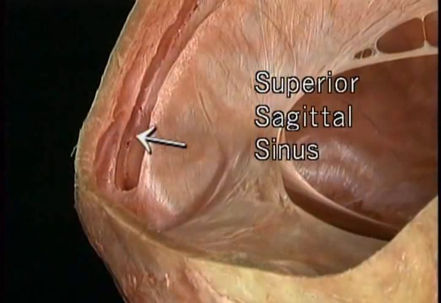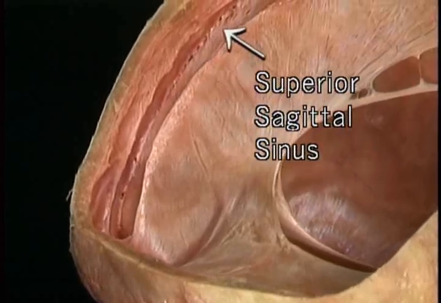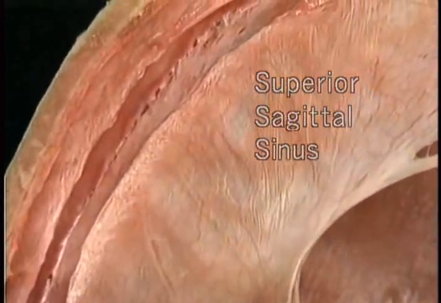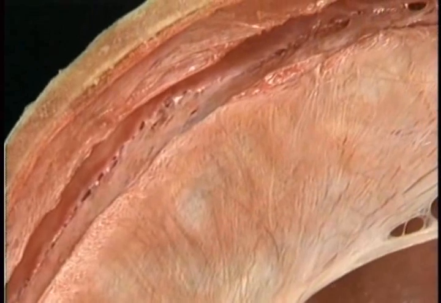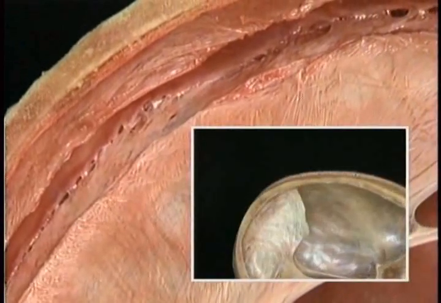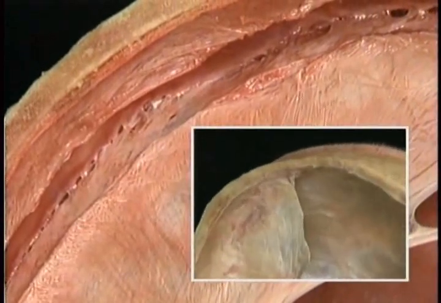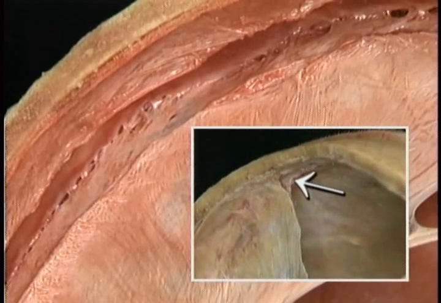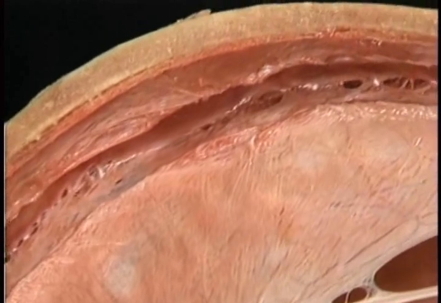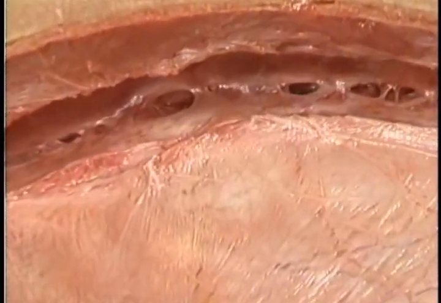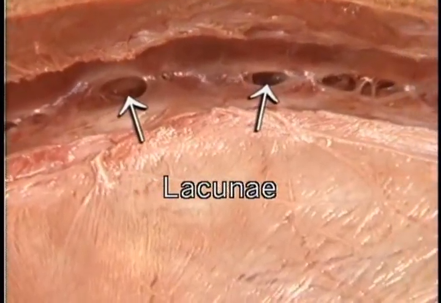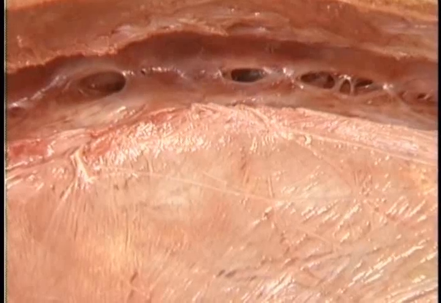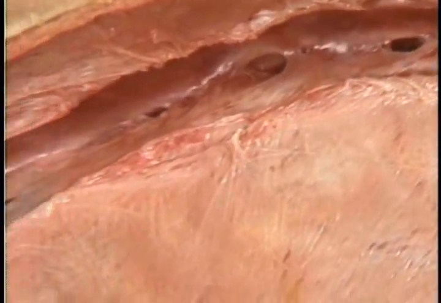Here, we've removed one side of the superior sagittal sinus so that we can look into it. As we saw in a previous section, the superior sagittal sinus is contained in a triangular space that's enclosed on all three sides by dura. At several places, side passages called lacunae open into the sinus. Veins from the surface of the brain open into the lacunae.